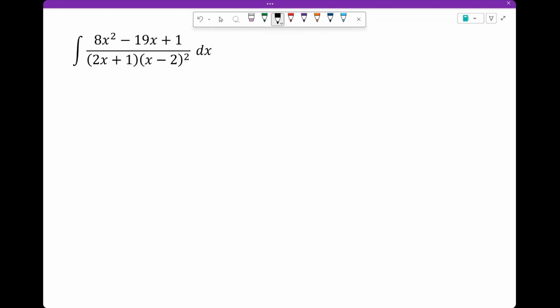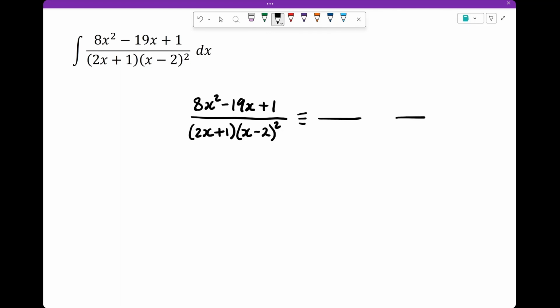So what I'm going to do is write out my fraction here: 8x squared, take 19x plus 1, divided by 2x plus 1, multiplied by x subtract 2 squared. Now, because our denominator would be a cubic, we're going to need 3 fractions that we're going to split this into. So I'm going to write this is identical to, and we're going to draw out my 3 fractions.